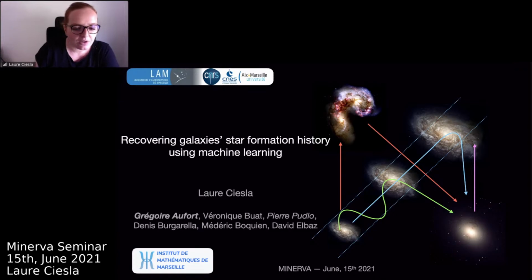So it's a joint collaboration with mathematicians and astronomers. The machine learning part of the study has been done mostly by Grégoire Aufort, who is a PhD student in both astrophysics and statistics. So it's very much a joint effort from both laboratories.